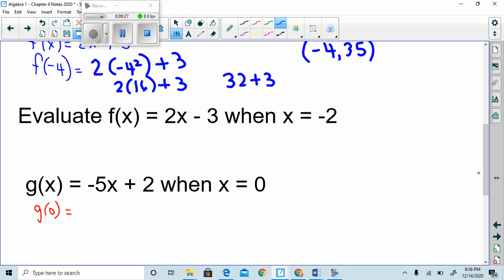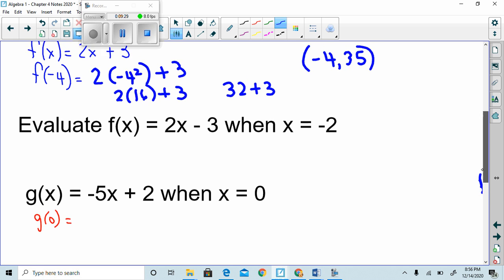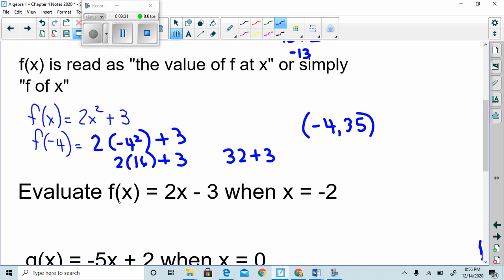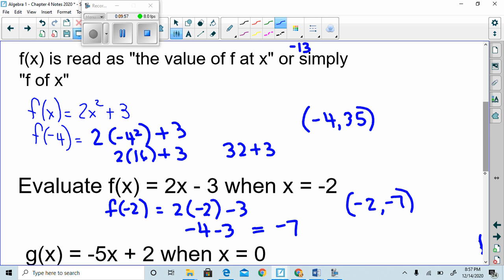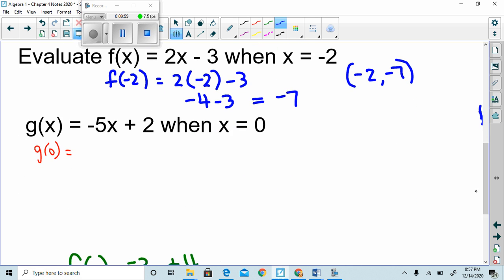Here we want to evaluate this one at negative 2. So I'm going to put f at negative 2. The only thing I'm calculating is what's on the right here. That gives me negative 4 minus 3. Add the opposite will give me negative 7. So f at negative 2 gives me an output of negative 7.